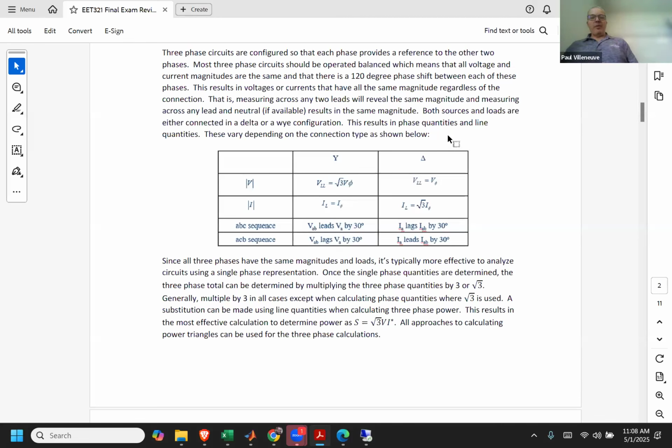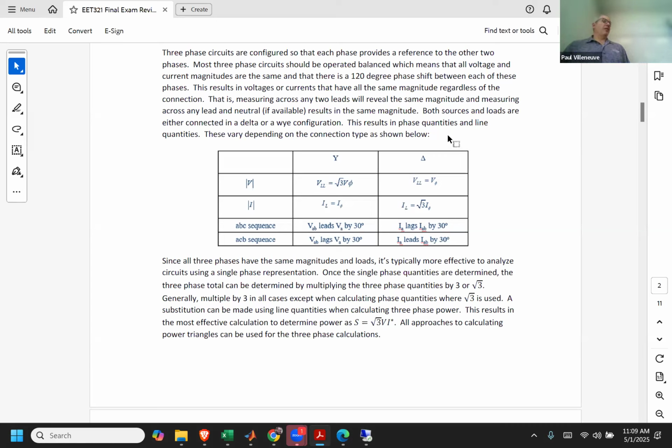But this summary table here provides some detail about the difference between a Y and a delta. You can look at magnitudes of voltages and currents, and you can see the differences between the Y and the delta. Let me back up. Phase voltages and line voltages are different in a Y, but the same in a delta, and the opposite for the currents. In a Y, phase currents are the same as line currents, but in a delta, they are not the same. And you can see how you can do those calculations.